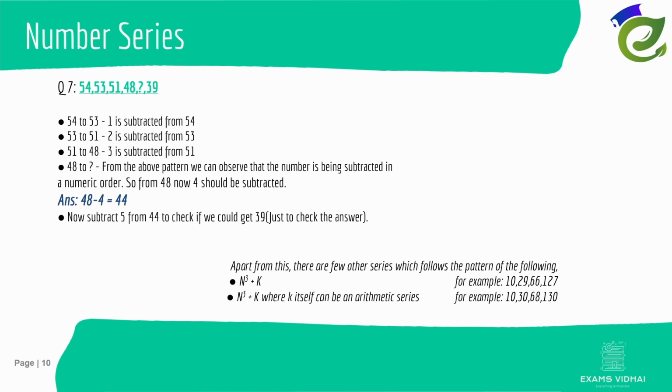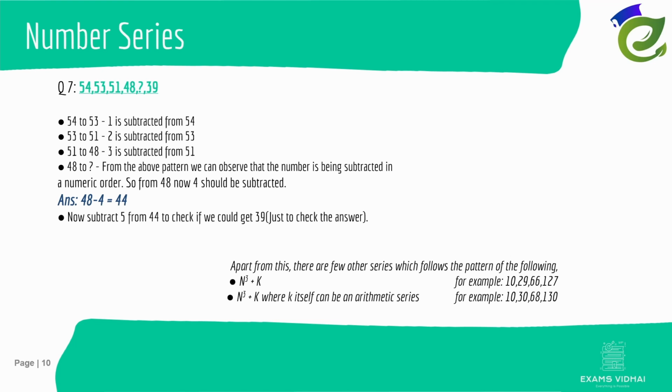Point to note, apart from these, there are few other series which follow the pattern of n cube plus k. For example, 10, 29, 66, 127. Here we see in 10 it is 2 cube plus 2, in 29 it's 3 cube plus 2, in 66 it's 4 cube plus 2, in 127 it's 5 cube plus 2. We have already seen some of the problems based on this pattern.